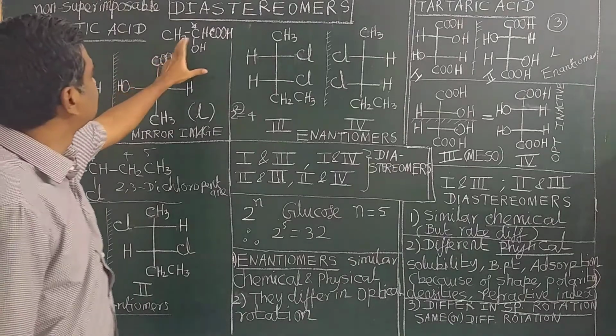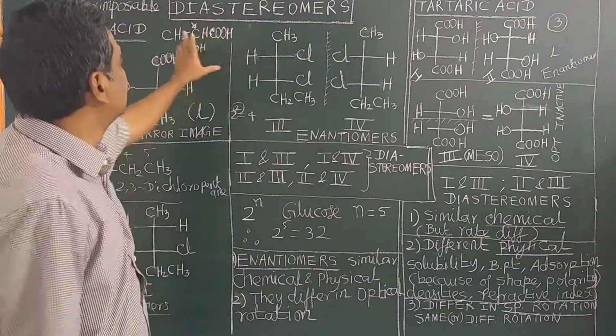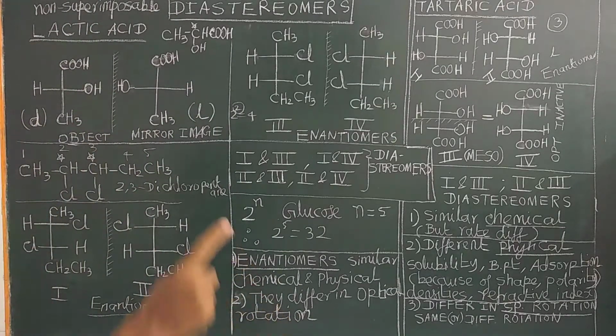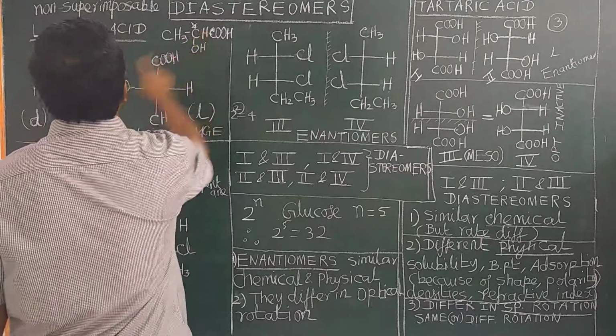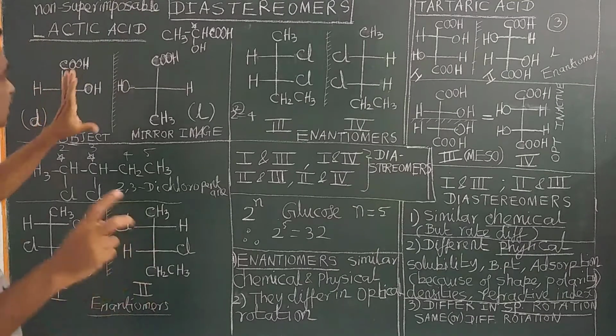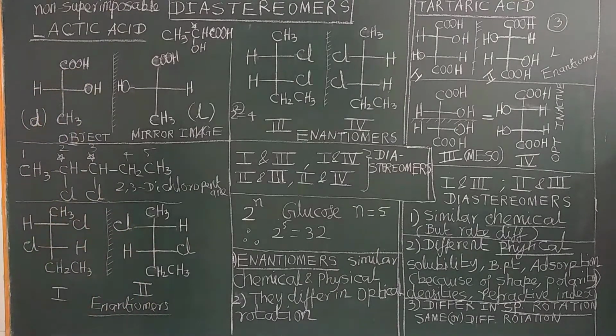Lactic acid, CH3, CHOH, COOH. It consists of one asymmetric carbon atom. What is an asymmetric carbon atom? I have shown here the Fischer projection formula. This is a carbon atom connected to four different groups. Then it is an asymmetric carbon atom. That means it doesn't have any symmetry elements.